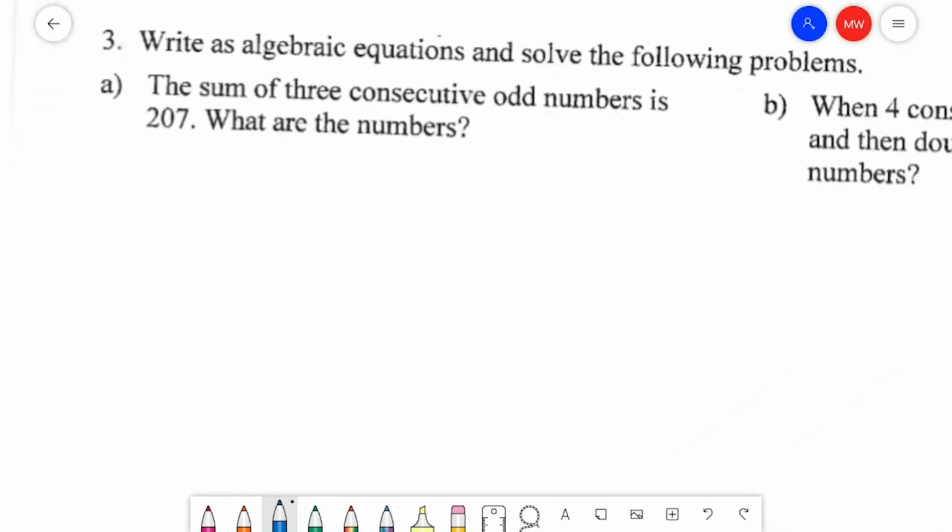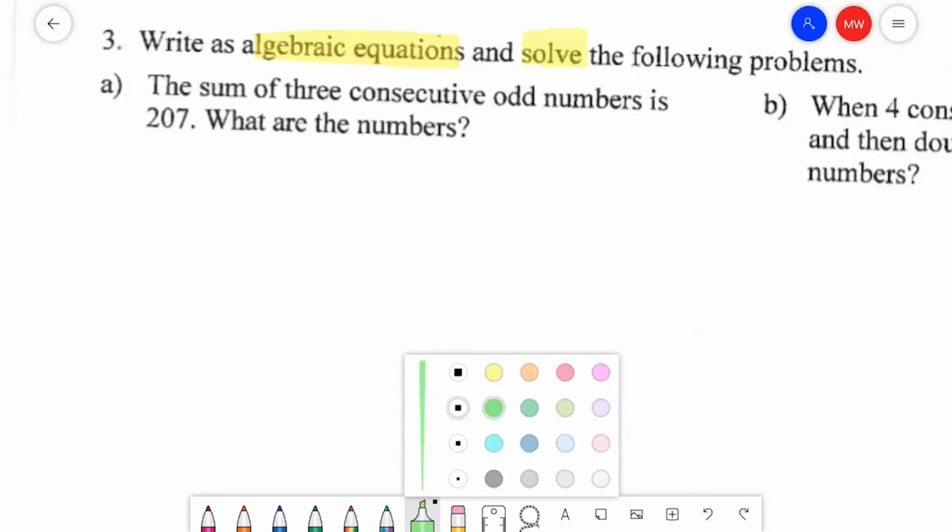Moving into question 3. These ones are long-worded questions. In this question, we're going to need to create our own algebraic equation. Remember, equations have equal signs, and the second part of this is that we're going to need to solve it. It's important that we don't forget that at the end. So let's have a look at what we've got to work with.